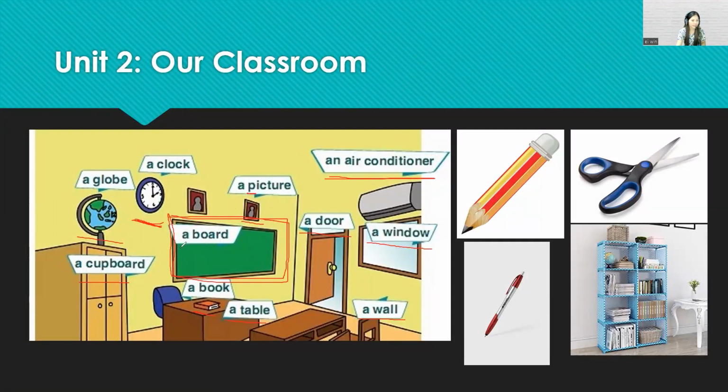So, this is a blackboard. What is this? This is a picture. So, next one. What is this? This is a book.